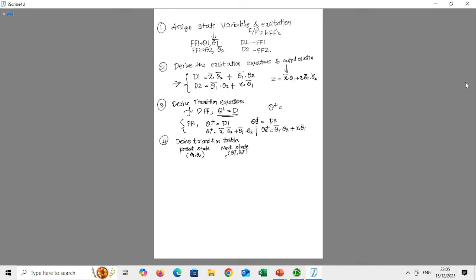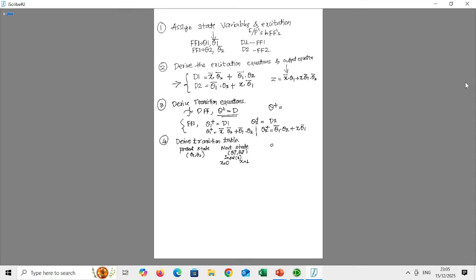In this case, input is one variable, that is X. So I have to write down what will be the next state based on the present state for X equal to 0. Similarly, what is the next state based on the present state when X is equal to 1. So two columns will be available under the next state.